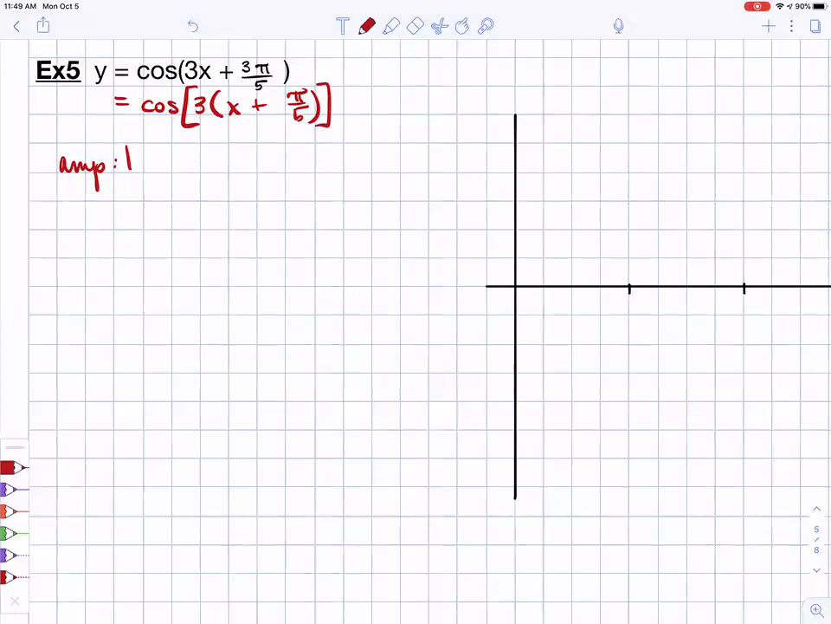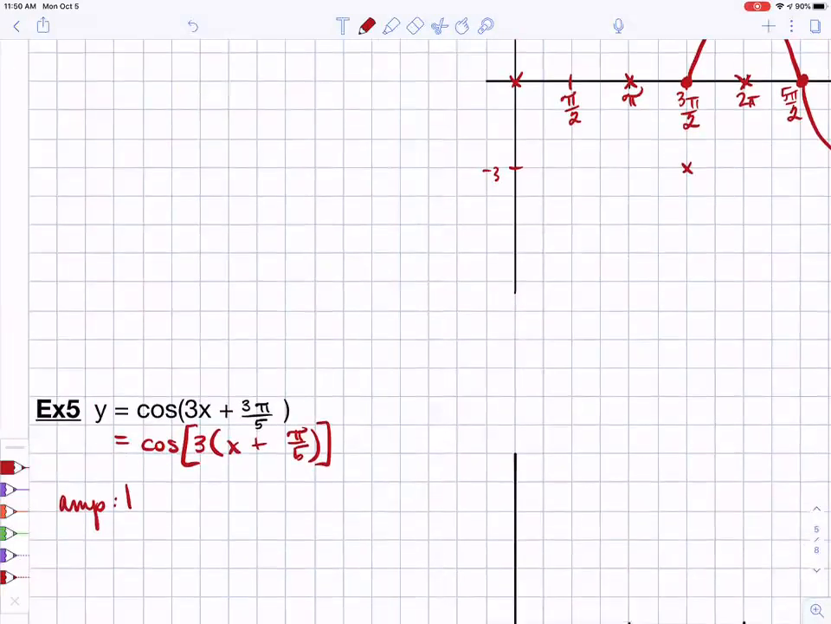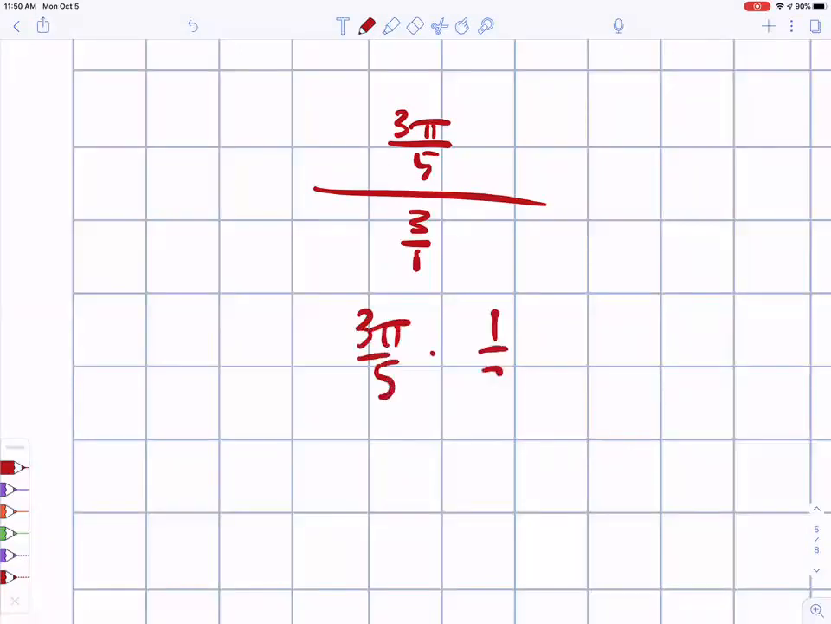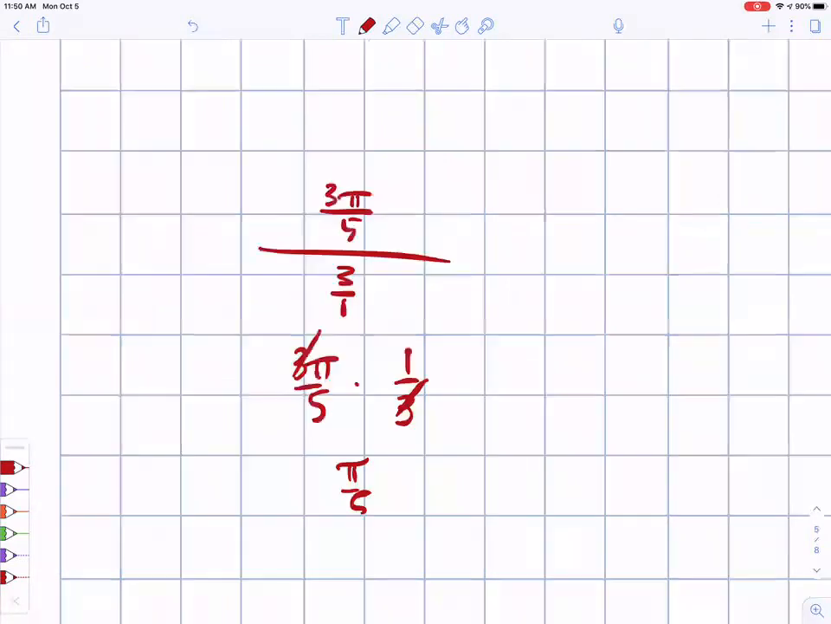Okay. And for those of you who are going, okay, I don't remember, here's basically the mental math that just went on. If you have 3 pi over 5 and you divide by 3 or 3 over 1, how do you divide fractions? Multiply by the reciprocal. So this is 3 pi over 5 times 1 over 3. The 3's cancel, leaving me with just pi over 5. Okay, does that jog a bell there?